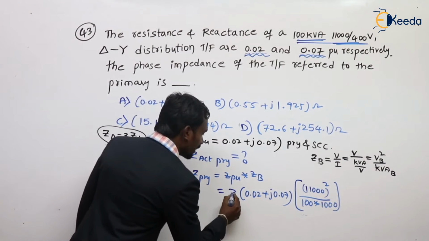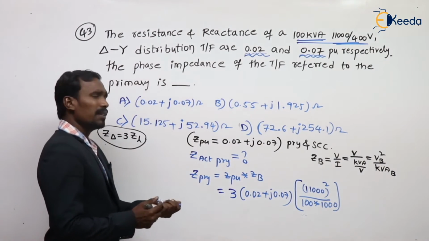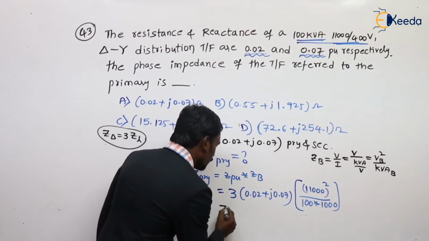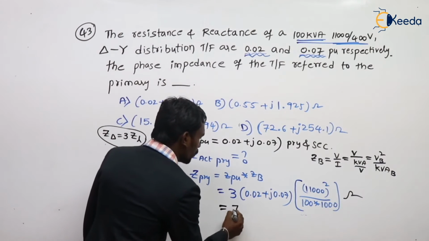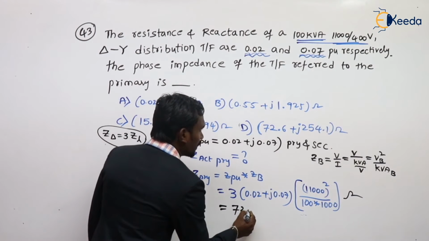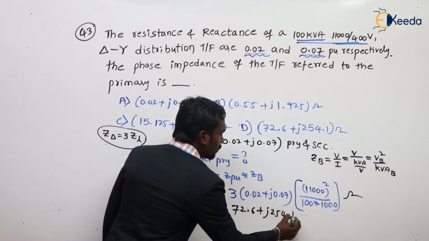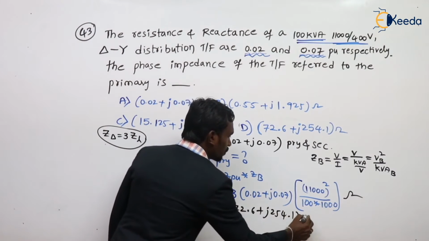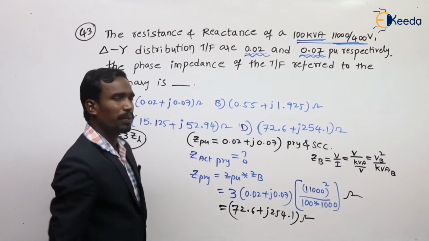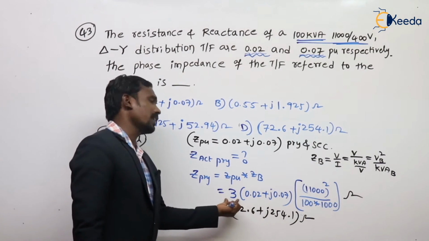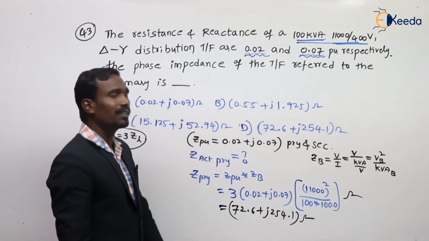So we have to take here 3. This is the answer. The Z primary in terms of ohms, if you calculate this value, you can get 72.6 plus j254.1 ohms. This is the impedance referred to primary. Here this 3 is very important. We have to multiply with 3. Then only we can get the answer.